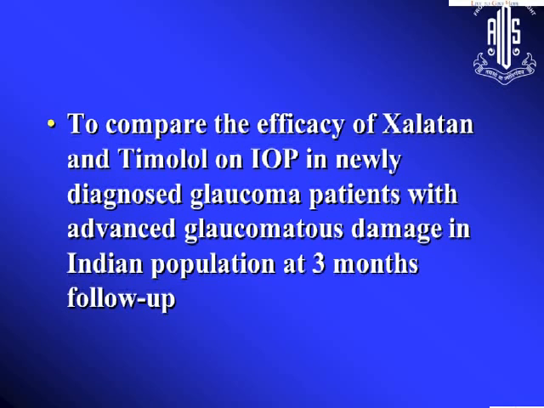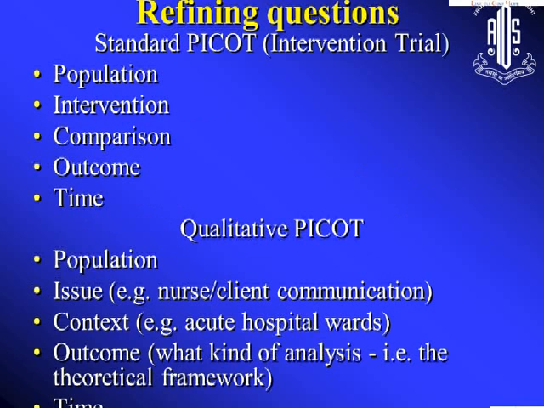But then there you have not introduced any time factor. But if I say to compare efficacy of xylitol and timolol on IOP in newly diagnosed glaucoma patients with advanced glaucomatous damage, in Indian population at 3 months follow-up. It means now you are specifying that whatever I am studying, I am going to study at the end of 3 months. So effect at 3 months. Maybe if at 3 months it's effective, at 6 months the effect may not be the same. But you are basically narrowing down your question.